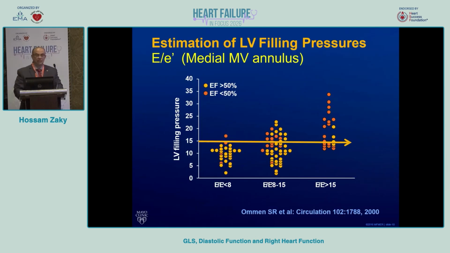Also, estimating the filling pressure, whether you have a systolic dysfunction or a normal function, meaning you have an ejection fraction above 50 or below 50. When it is less than 8, it is normal. When it is more than 15, the filling pressure is high, and we have a gray zone when it is between 8 and 15, that's a gray zone where you have to use other tools.